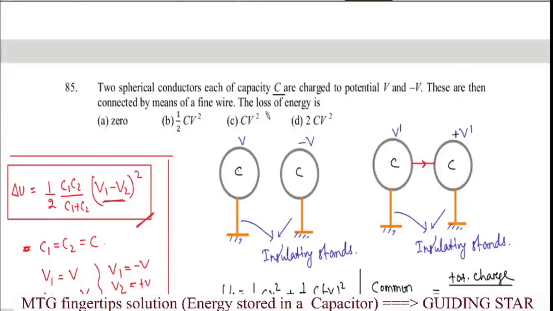So CV square. Here if you check, 0 is wrong, B is wrong, and C is CV square, that is correct, 2CV square is wrong. So option C will be the correct one.